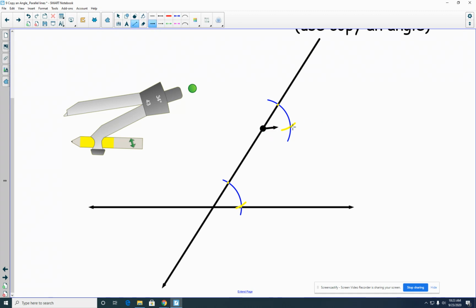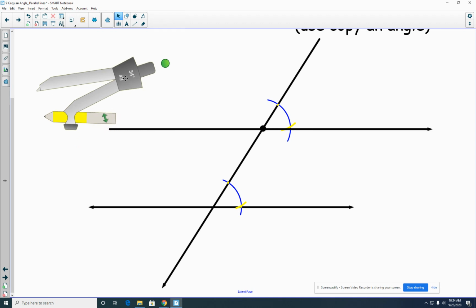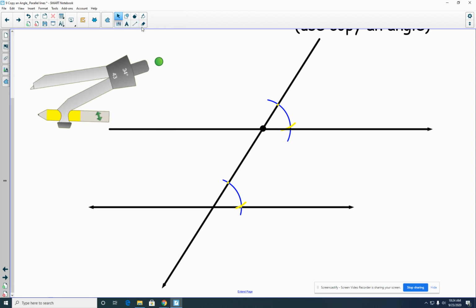Except you don't want to do it like this, right? There are lines that are parallel, so you actually want to go through that point like that. Excellent. These are lines, so let's add our arrows. And I actually just copied this angle. And since I copied that angle, my lines are parallel.